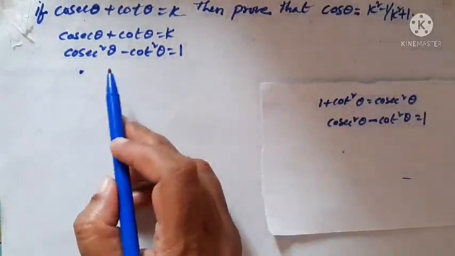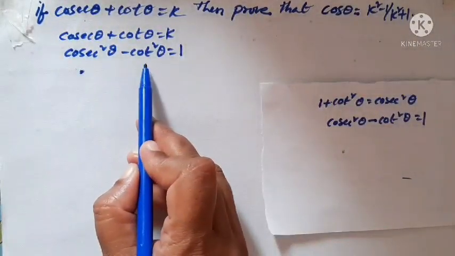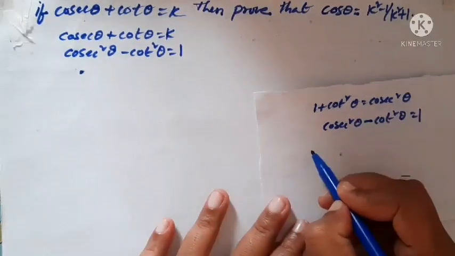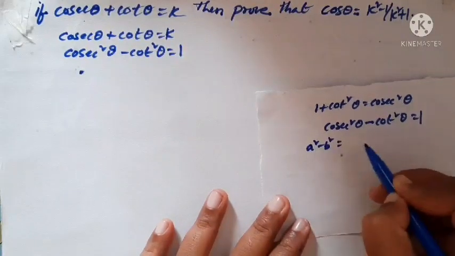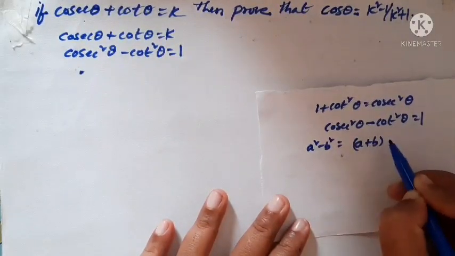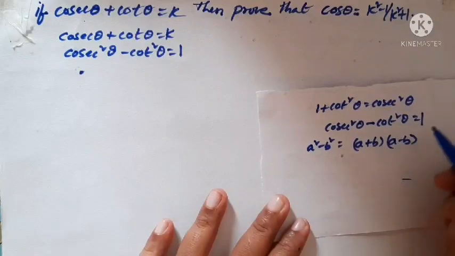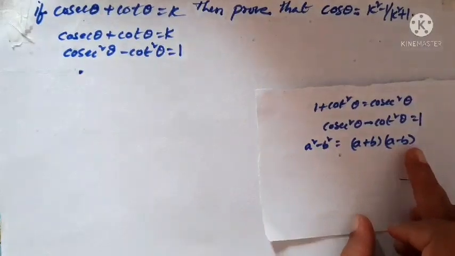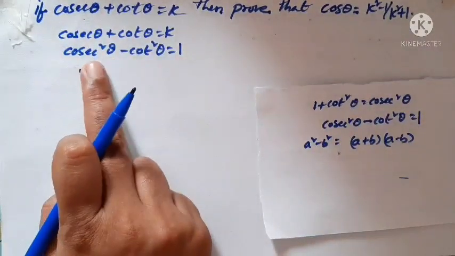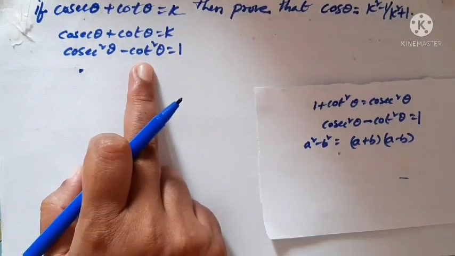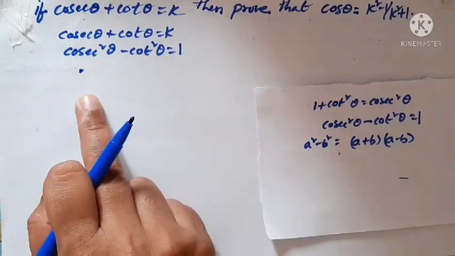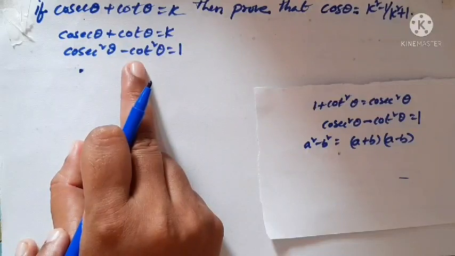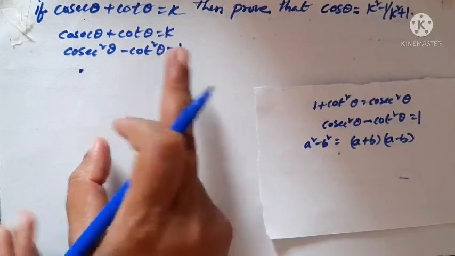And now observe this one. This is in the form of a square minus b square. You know that a square minus b square is equal to a plus b into a minus b. So we have to change this into a plus b into a minus b. Here let a be cosecant theta and let b equal cot theta. See here how we can change this into a plus b into a minus b. Let's see.